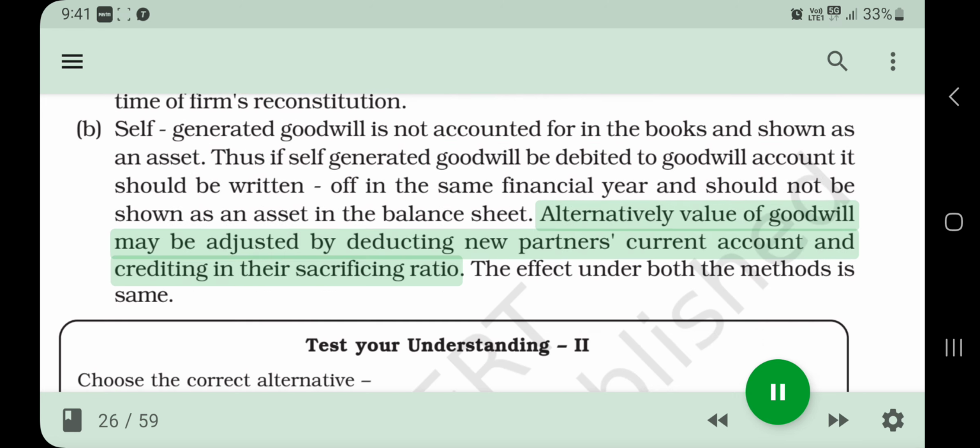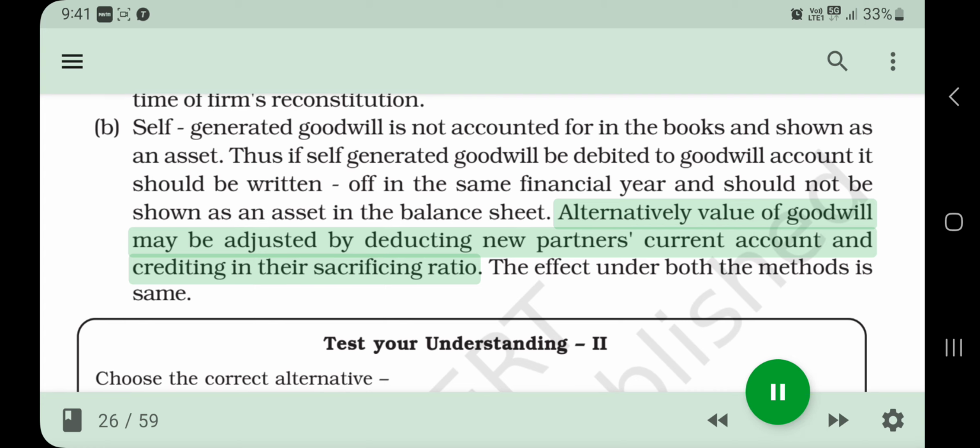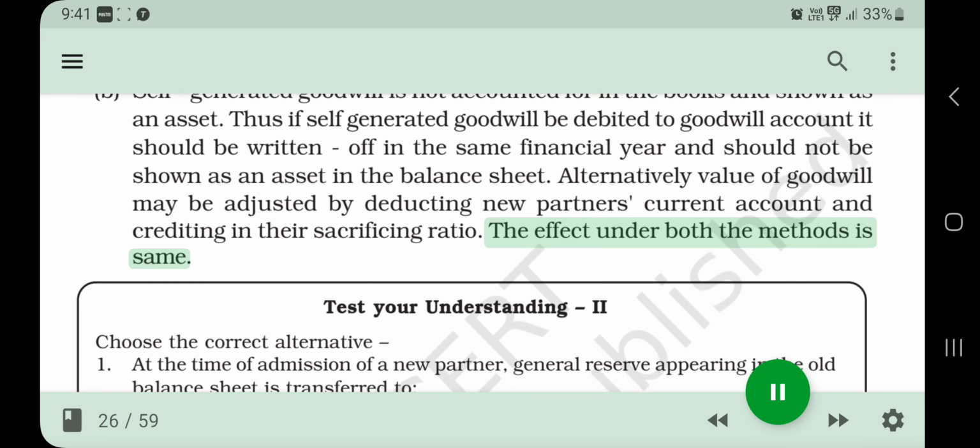Alternatively, the value of goodwill may be adjusted by deducting new partners' current account and crediting in their sacrificing ratio. The effect under both the methods is the same.